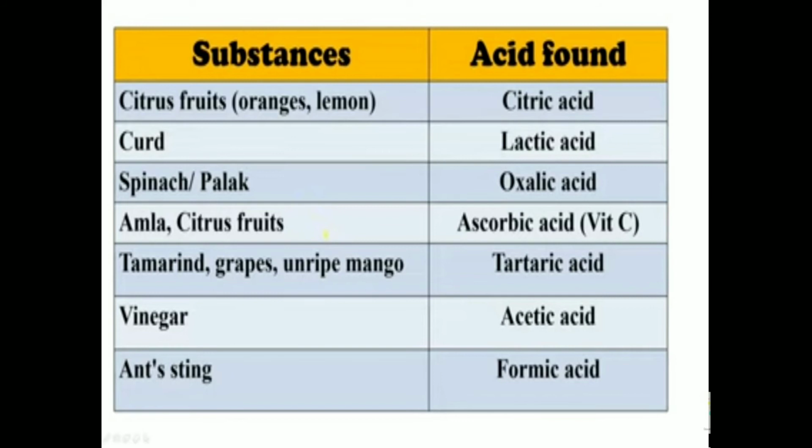Acids are present in some substances. Citrus fruits contain citric acid. Curd contains lactic acid. Spinach, palak, contains oxalic acid. Amla and citrus fruits contain ascorbic acid, vitamin C. Tamarind, grapes, and unripe mango contain tartaric acid. Vinegar contains acetic acid. An ant sting contains formic acid.